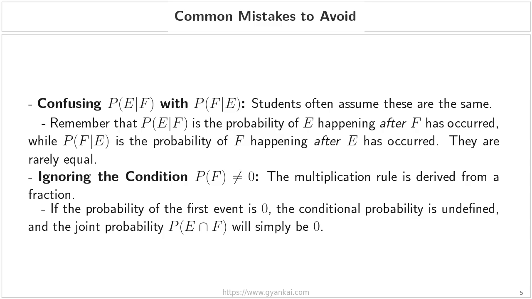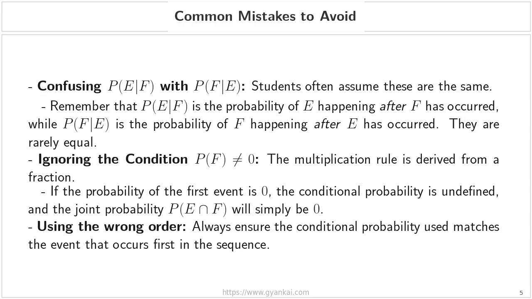Second, do not ignore the mathematical condition that the probability of F must not be equal to 0. If you look back at our derivation in slide 2, you'll remember that the formula for conditional probability is a fraction with P of F in the denominator. In mathematics, we cannot divide by 0. If the probability of your first event is 0, the conditional probability becomes undefined. In such a case, the joint probability, or the probability of both events happening, will simply be 0.